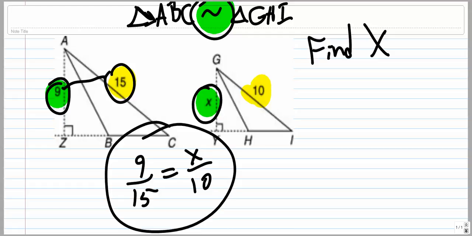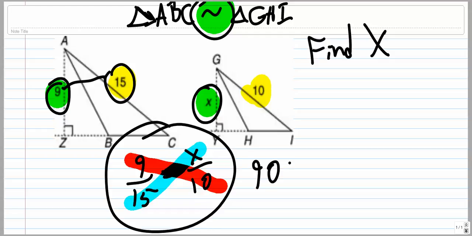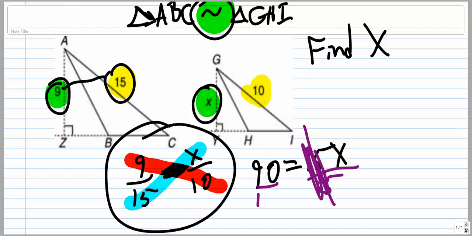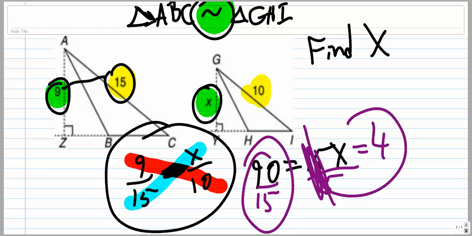So let's use the cross-multiplying trick here. 15 times x is going to equal 9 times 10. So 9 times 10 is 90, and 15x. Just divide both sides by 15. That cancels out the 15. 90 divided by 15 is 6.